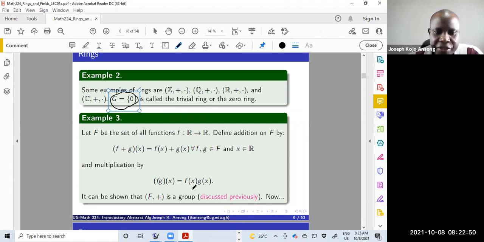With these definitions, we can show that this is a group. We've done this before in dealing with groups. So the only thing we need to show here is that it's an abelian group in terms of addition, so that F plus G must be equal to G plus F. Once that is done, we have to show the other 3 conditions to show that the set F of functions is a ring.